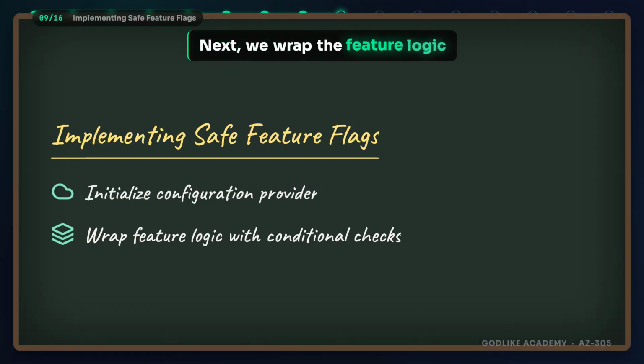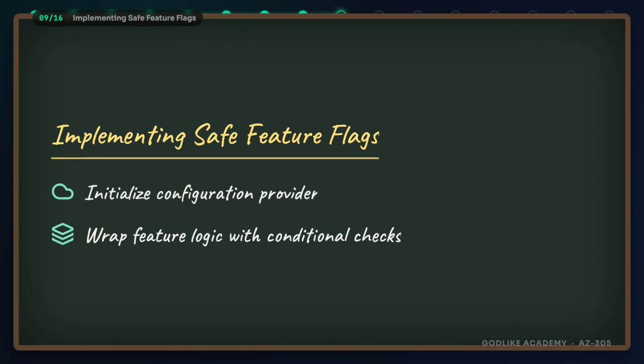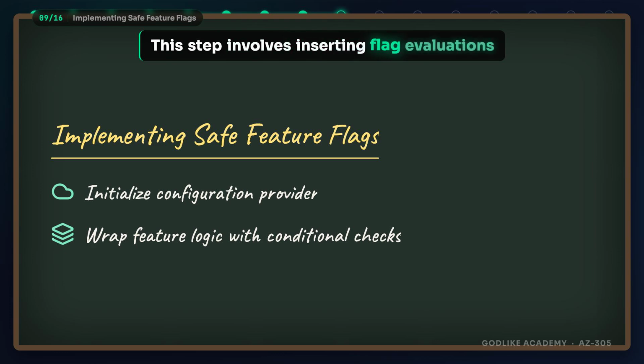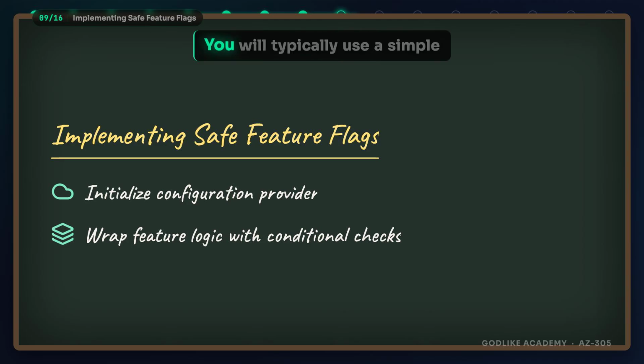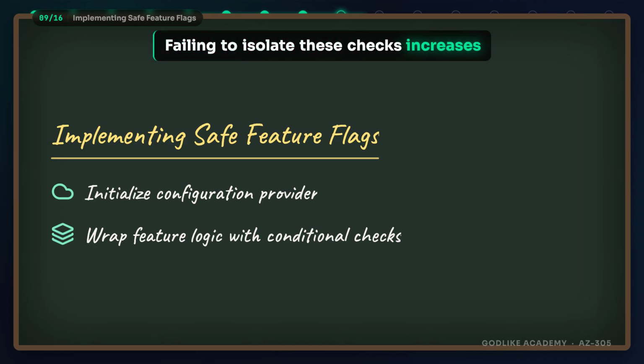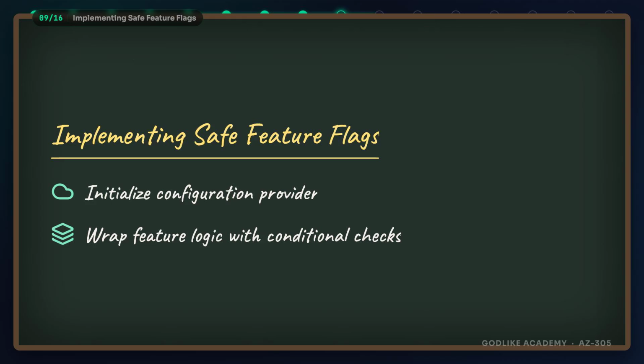Next, we wrap the feature logic with conditional checks. This step involves inserting flag evaluations into your code paths to determine which behavior should execute based on the flag state. You will typically use a simple if statement paired with a Boolean return value from your provider. Failing to isolate these checks increases cyclomatic complexity and makes it nearly impossible to track which code branches actually execute during production incidents.